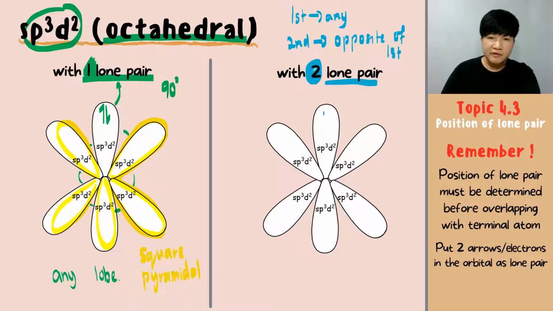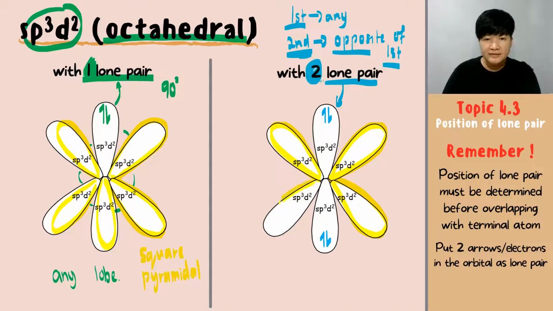So let's say my first lone pair is located here just now. If I'm having 2 lone pairs, the second lone pair must be the one in the opposite direction. See that? The first lone pair can be in any position, but the second lone pair must be the one opposite the first lone pair. As simple as that. And you can see what geometry is left behind when your octahedral is holding 2 lone pairs. There will be one geometry left, which is your square planar.